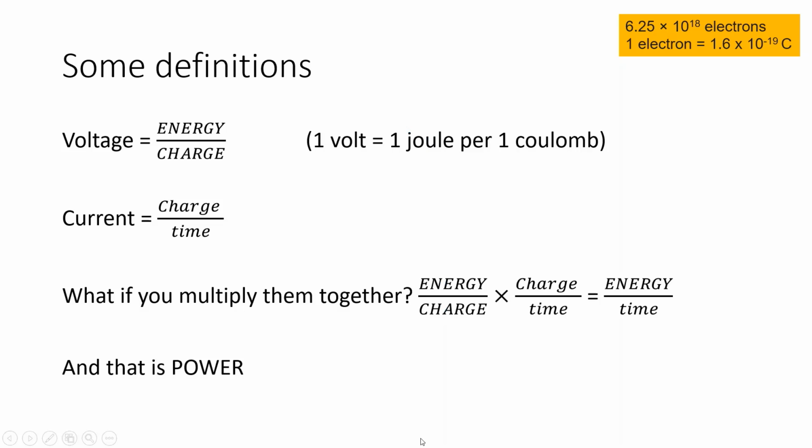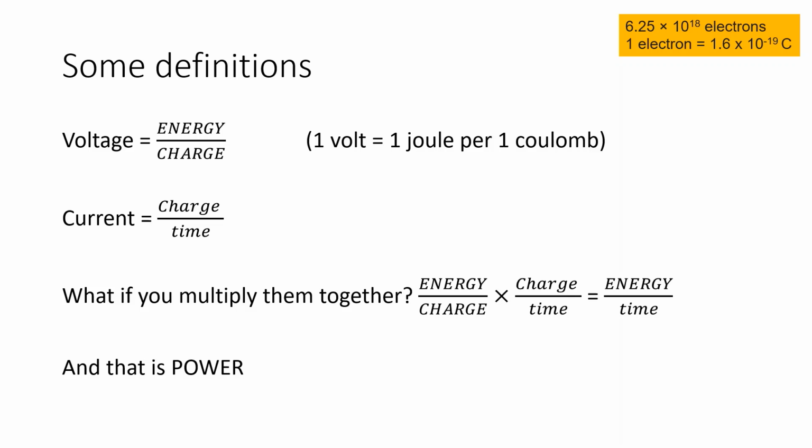Alright, so let's go through some definitions. The definition for voltage is energy per charge. So 1 volt would be, for every coulomb, 1 joule of energy. The charge of 1 electron is 1.6 times 10 to the minus 19 coulombs. So for 1 coulomb, you have 6.25 times 10 to the power of 18 electrons. So 1 volt is, for every 6.25 times 10 to the power of 18 electrons, 1 joule used up.